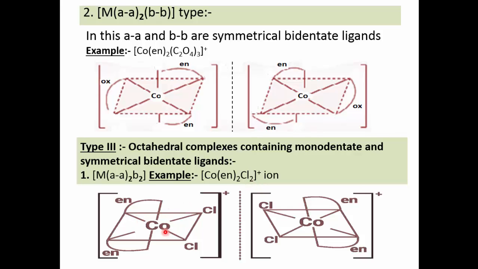So cobalt, two ethylene diamine molecules. This is the first ethylene diamine molecule. This is the second ethylene diamine molecule, which are attached to cobalt through two nitrogen atoms. And to this cobalt, two monodentate ligands, that means two chloride ions, are attached. The mirror is placed. What happened? There is a change in position of the chloride ions which are present at the second and third positions. Now they are shifted to the fourth and fifth positions.